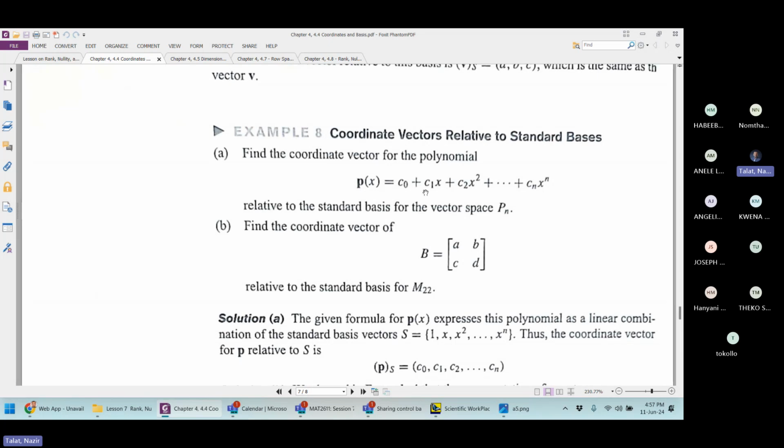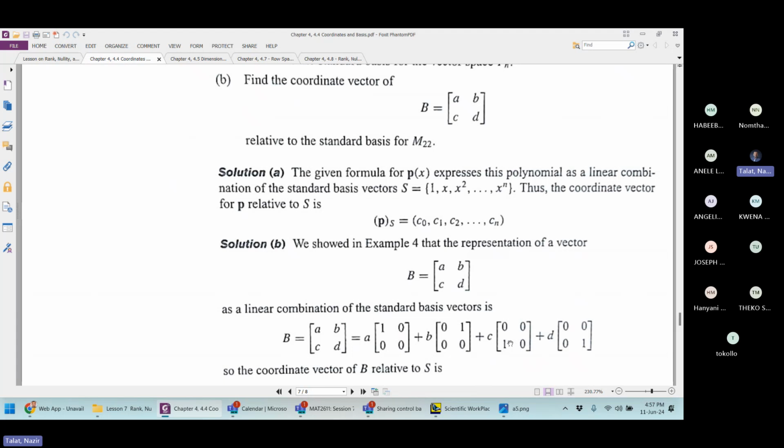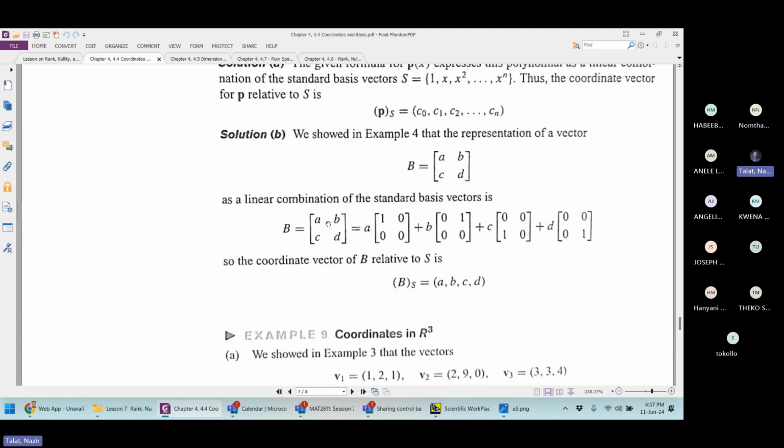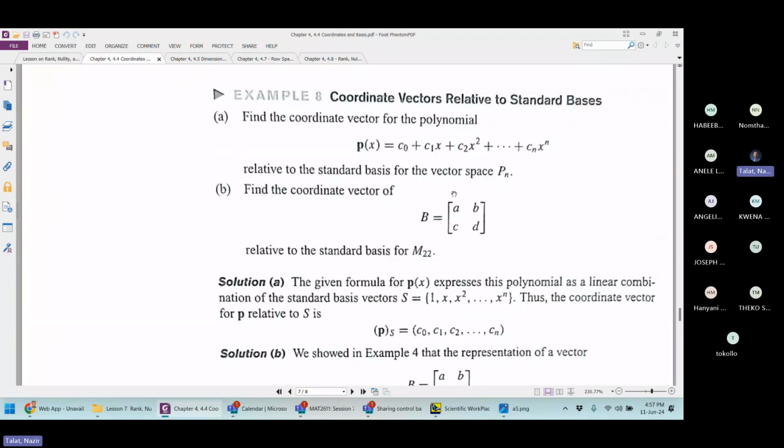But the coordinate vectors are the vector c0, c1, c2 up to cn. So we can find those coefficients. In case of a standard basis, it's very easy because it's already appearing what the elements are. If we have here 1 plus 2x plus 3x square, then it means 1, 2, and 3. Just put 1, 2, 3, and it's a coordinate vector.